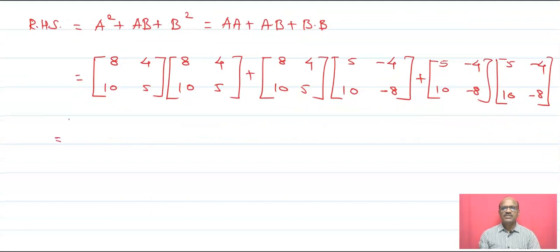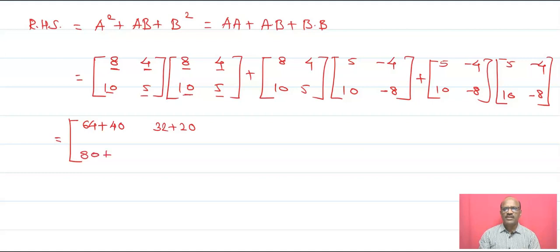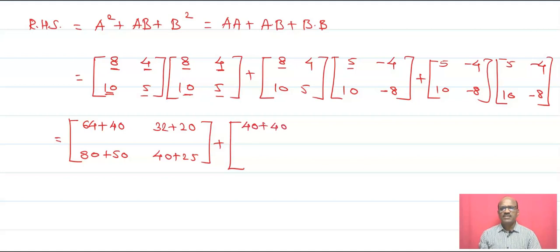Now their multiplication is 8 into 8, first row, first column: 8 into 8, 64; 4 into 10, that is 40. Next is first row, second column: 8 into 4, 32 plus 20. Next is second row, first column: 10 into 8, 80; 5 into 10, 50. Next is 40 plus 25, and in this way we have carried out the multiplication a number of times.